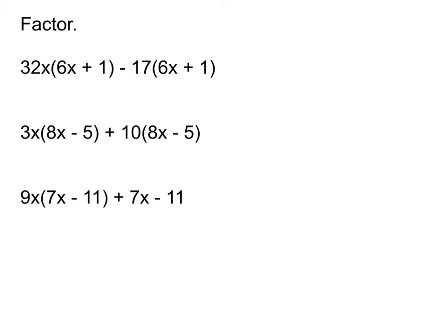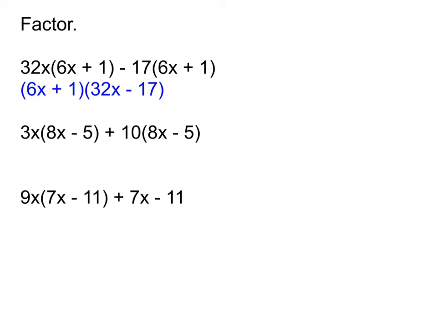All right, so the first one, that looks pretty much like what we were just doing on that last one, right? So let's see what is in every term. And notice we got 6x plus 1 in both terms. So I can pull that out, and then notice what's going to be left behind. The 32x and the minus 17 are left behind when we pull those out. So then this is what we're looking at.